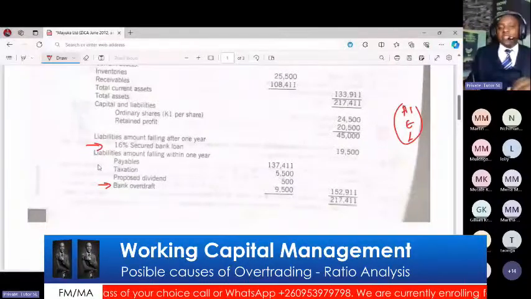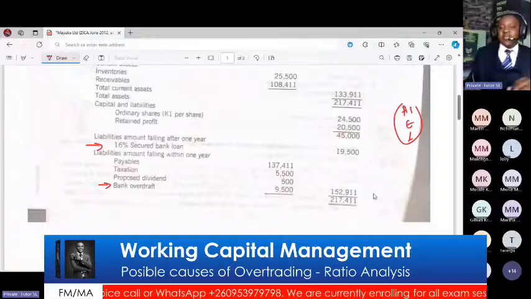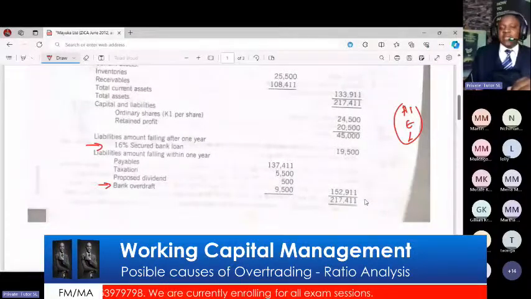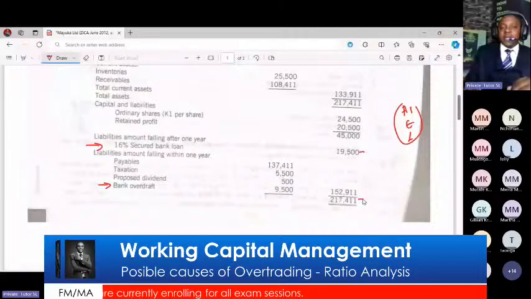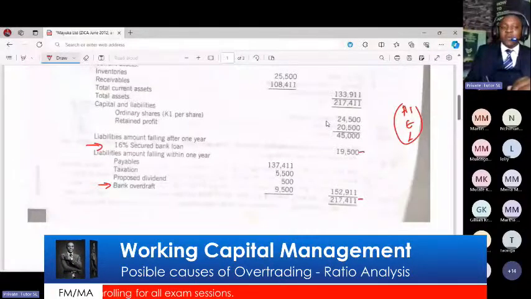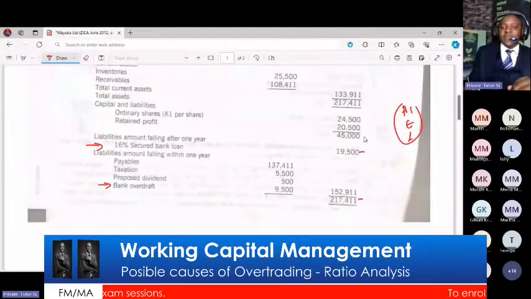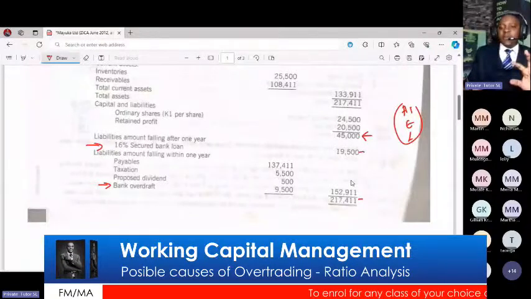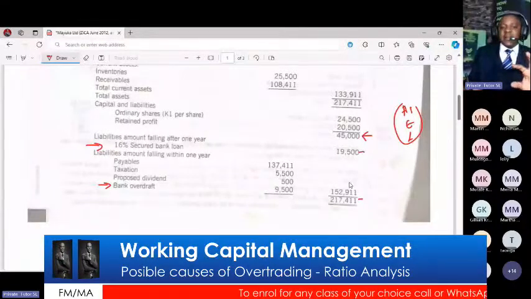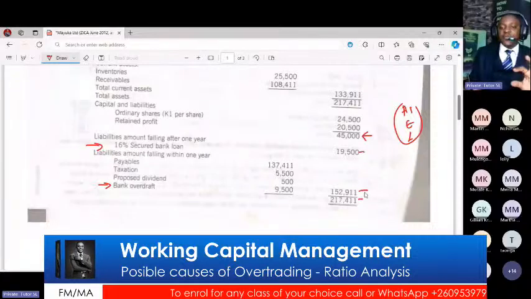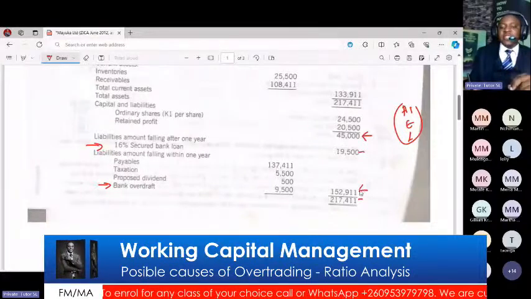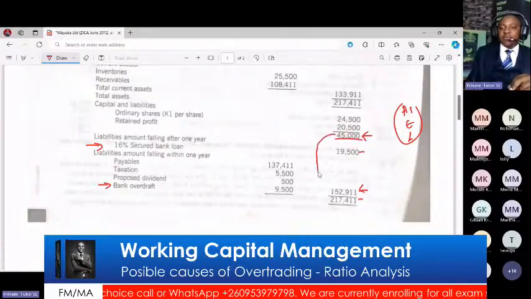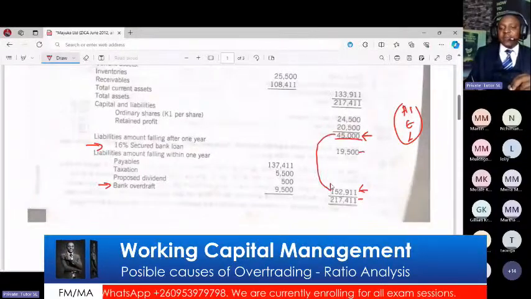If you look at the debt amount, look at the current and non-current. They have a lot of money. Look at the capital from the ordinary shareholders. They have 45,000 total capital from the shareholders. But look at how much money is coming from debt: 152,911. You can see their capital structure is not balanced. The shareholders are putting very little money. A huge chunk of the money is coming from debt.